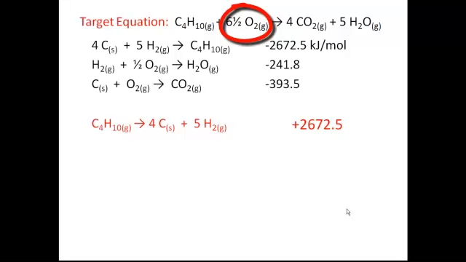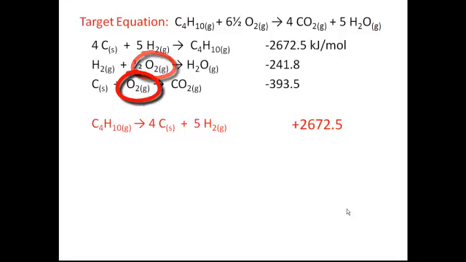Okay, now in our target equation, our second species is 6.5 moles of oxygen gas. When we look at our given equations, hopefully you notice that the oxygen gas occurs in the second given equation and in the third given equation. When this happens, it's kind of tough to decide which equation to use. So what I would suggest is you skip the oxygen and you move to the next species. So in this case, we're going to move to the product side of our target equation, and the first species on the product side is carbon dioxide.